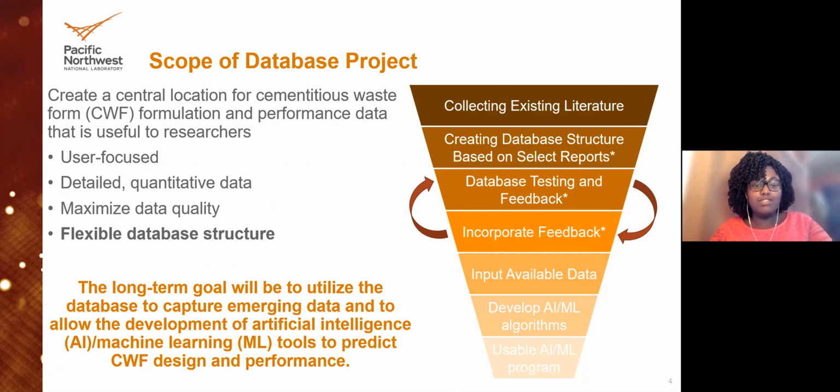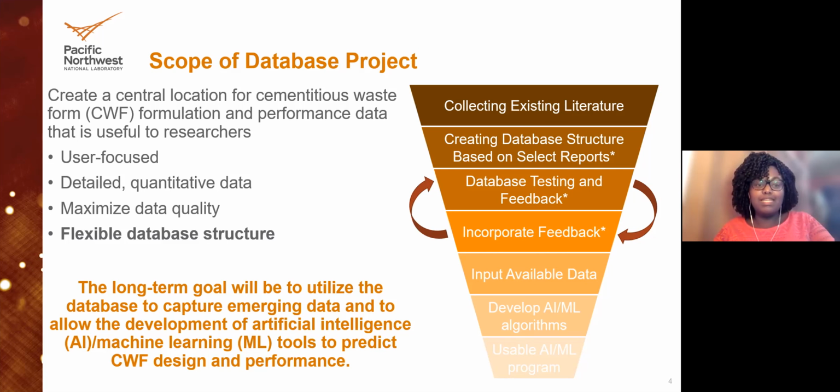The overall goal is to utilize a database to capture data and allow for the development of an artificial intelligence or machine learning tool, which would help predict what the cement waste form's design and performance would be on the site as operations are going, based on the continually changing chemistry of the waste. But that's a very large project, so I've split it up into an overall picture of how we're funneling all this data in to compress it all down to this usable AI program. My elements of the funnel are marked with the asterisk. I'm the part who's actually creating the database structure and doing a lot of the database testing and feedback.